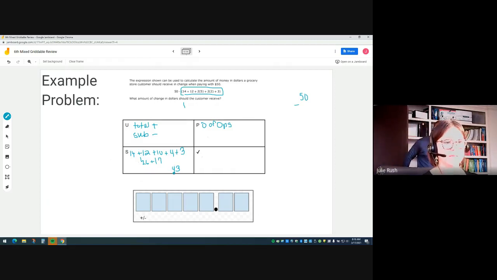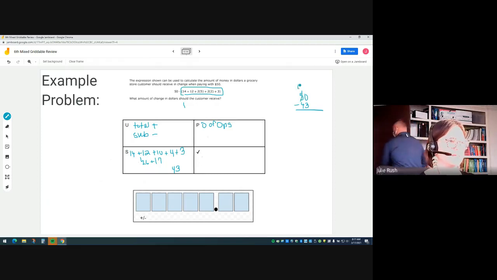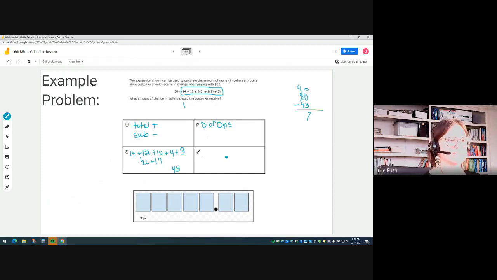Okay, so that means my customer spent $43, but they paid with a $50 bill. So if I pay with a $50 bill, I want my money back. So that's our last step, which is our subtraction problem. So I'm going to do 50 minus 43. I'm going to need to regroup. So I'm going to take a 10 away from my 50. That's going to give me 10 minus 3, which is 7, and 4 minus 4, which is 0. So my final answer is 7.